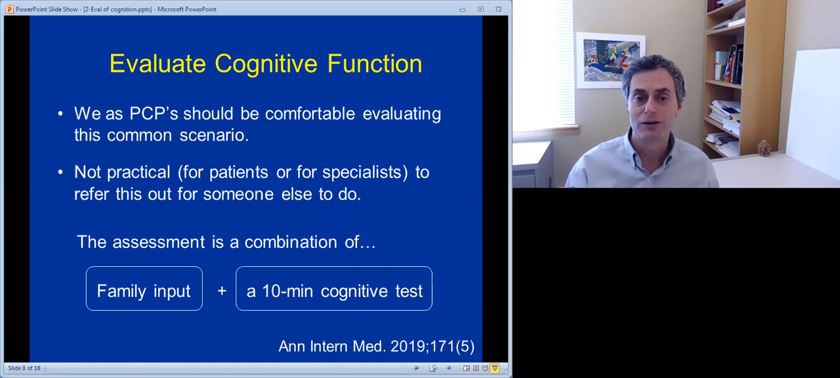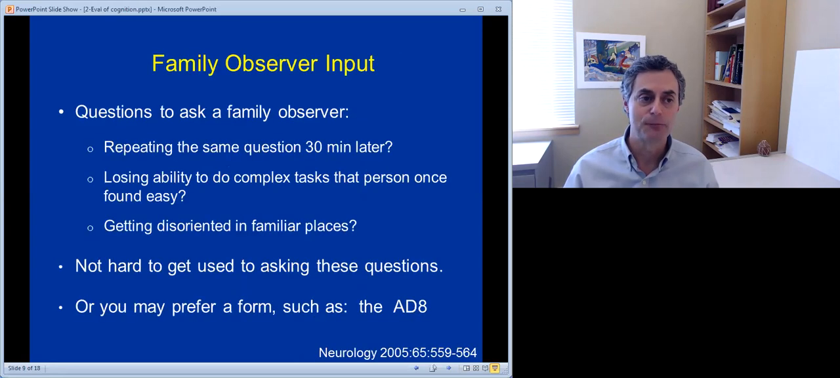Patients are often reluctant to go and meet someone who they've never met before for a memory assessment if they feel like maybe their memory is just fine. And so we really want to combine input from a family member, observer, and a 10-minute cognitive assessment, and put those together to assess somebody's cognitive function in a primary care setting.